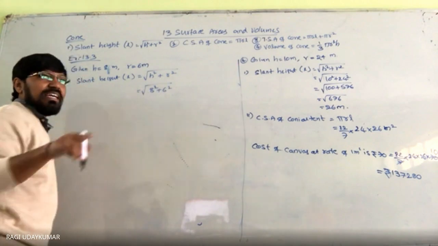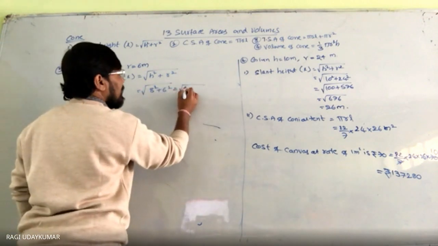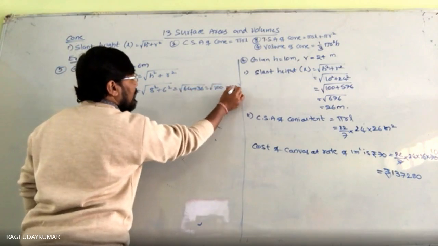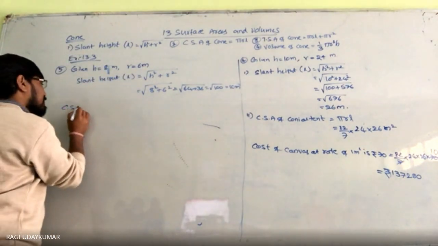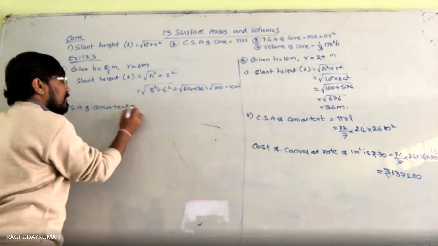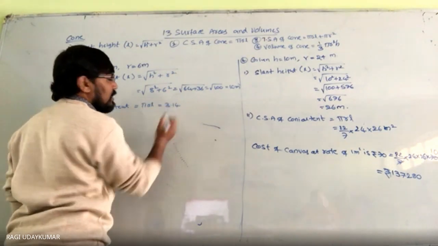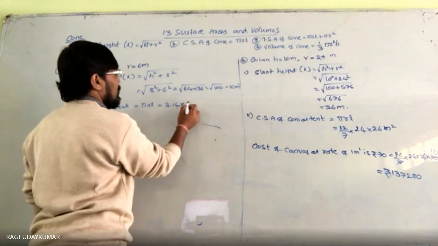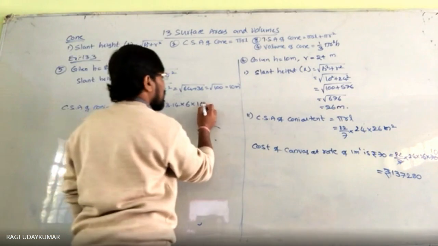6, 8, 10 are Pythagorean triplets, 10 will come, so we can skip that. 64 plus 36, which is equal to under root of 100, which is equal to 10 meters. Slant height. So curved surface area of the conical tent is equal to pi r l, and here pi is given to you to take 3.14. 3.14 into radius is equal to 6 into 10, and 10 meters is the slant height.